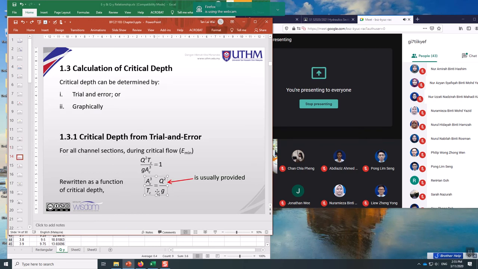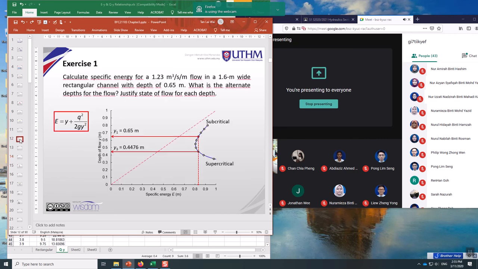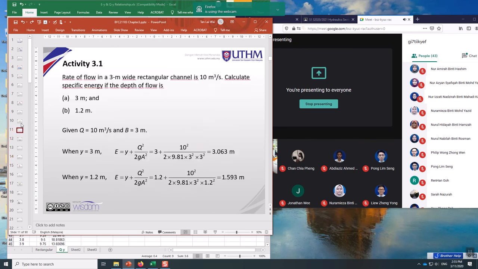Now here's the thing. I can get YC from this expression. Let's say we are talking about a trapezoidal section, I can get my YC from this expression. Once I get my YC, can I use this equation to get my E min? Because my Y now is already YC. So my E, of course, is E min, right? Do you agree? Yes. Thank you, Sarah. Are you clear, Sarah?